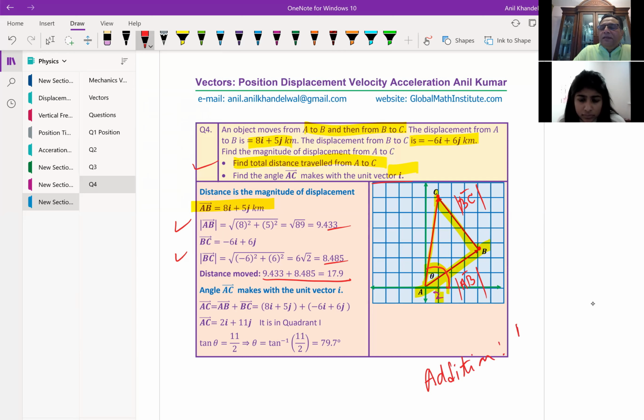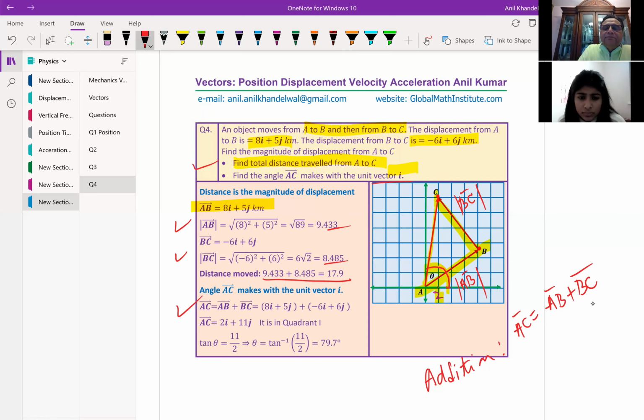We know that AC is equal to the sum of AB and BC, right? So add these two vectors to get the vector AC, which is the final displacement. So we added these two vectors. AC is AB plus BC. Adding them, 8i plus 5j plus minus 6i plus 6j.